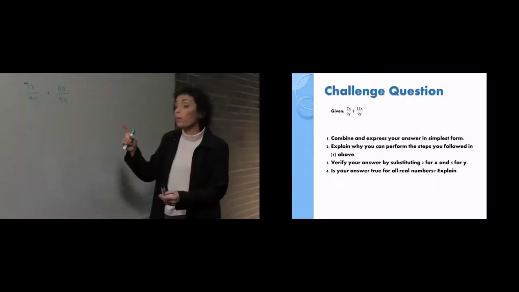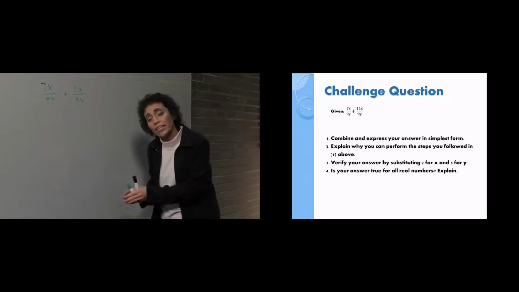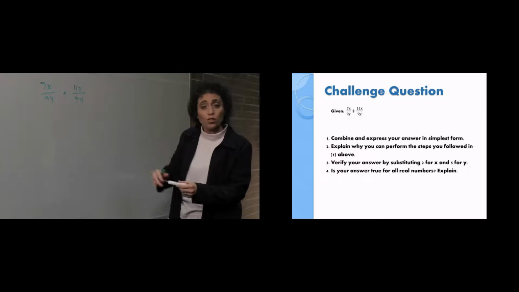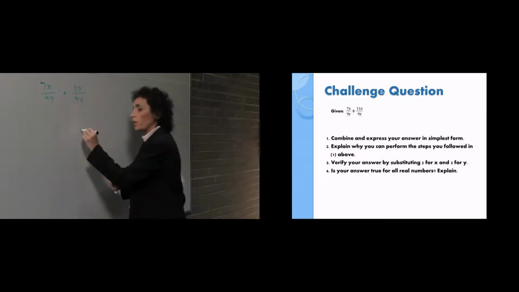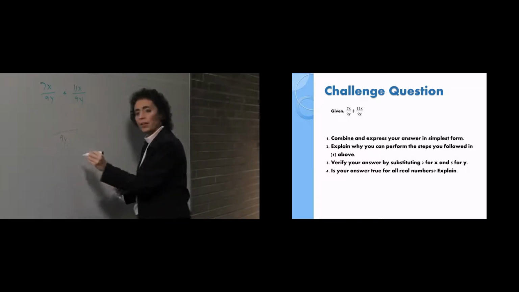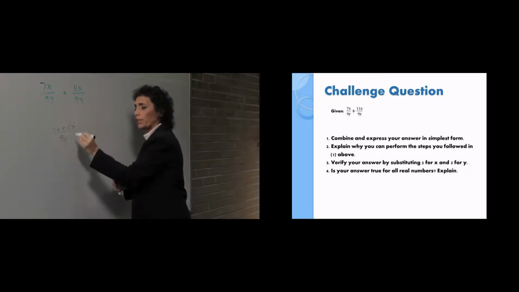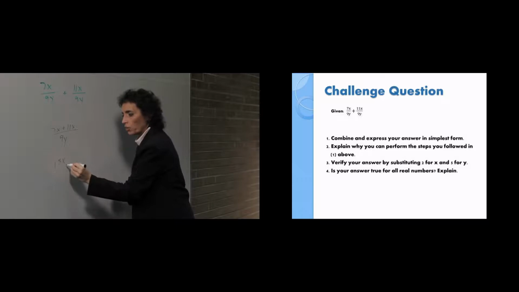Now we're combining. Combining is adding or subtracting. Take a look at this. It says, combine and express your answer in simplest form. Well, I can do that quite easily because we have the same denominator. If we have the same denominator, all we do is combine the numerators. So we have 7x plus 11x, which is 18x over 9y.